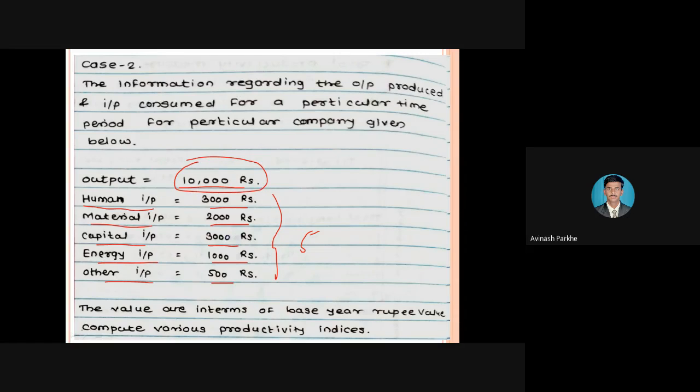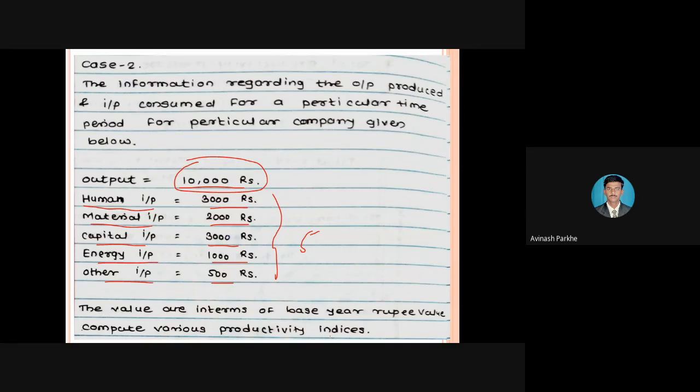And what they have asked is, the values are in terms of base year rupees value, compare various productivity indices. So the values are given in rupees, and we have to calculate the productivity of that particular company. To do that, initially I have to calculate the partial productivity. What is meant by partial productivity? We have discussed: partial productivity is equal to total output upon required input.